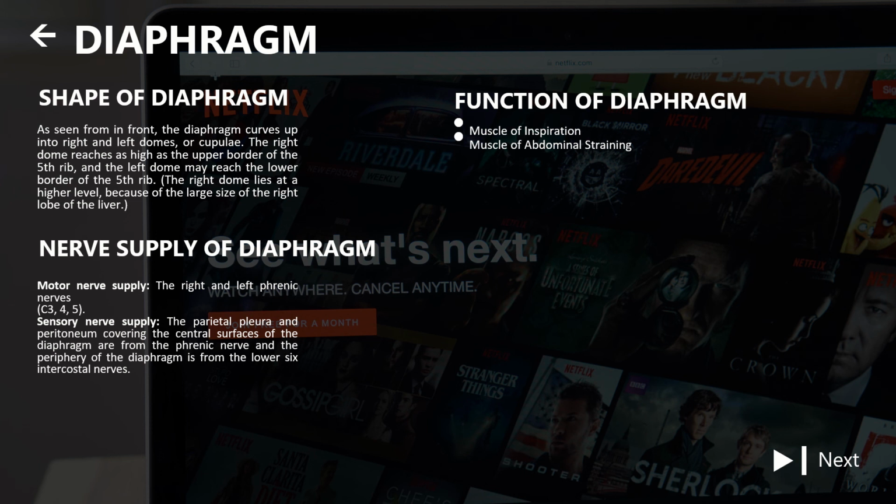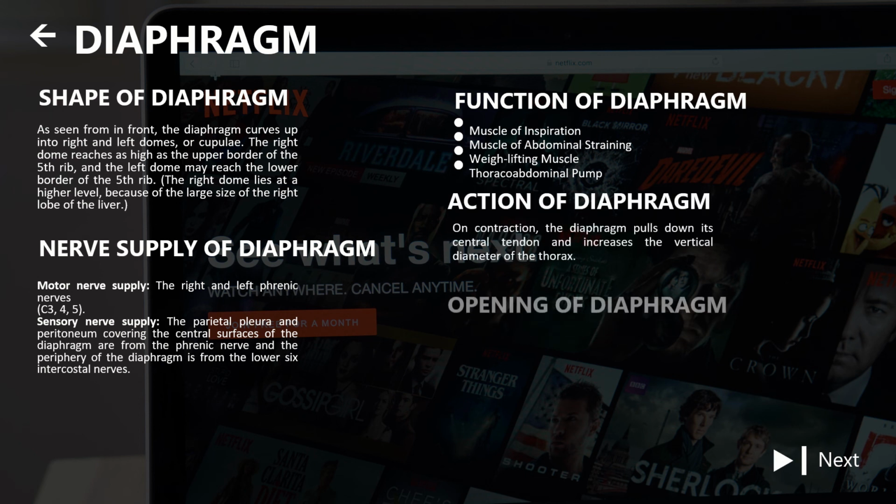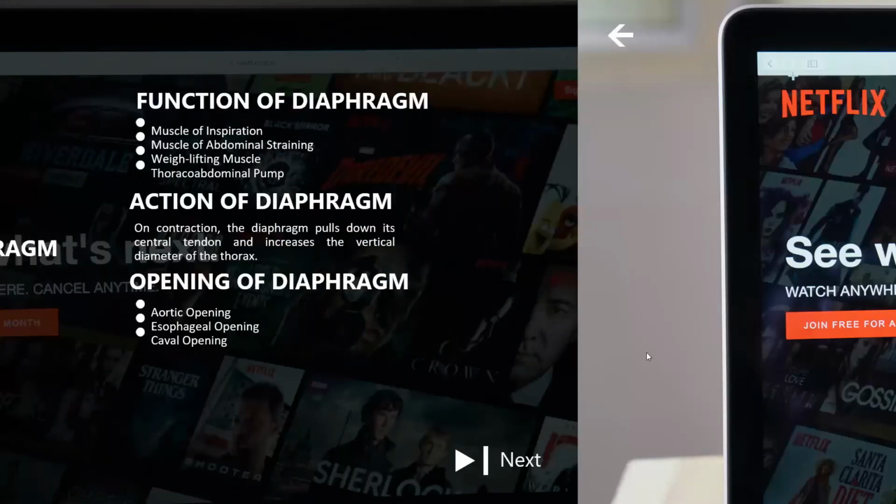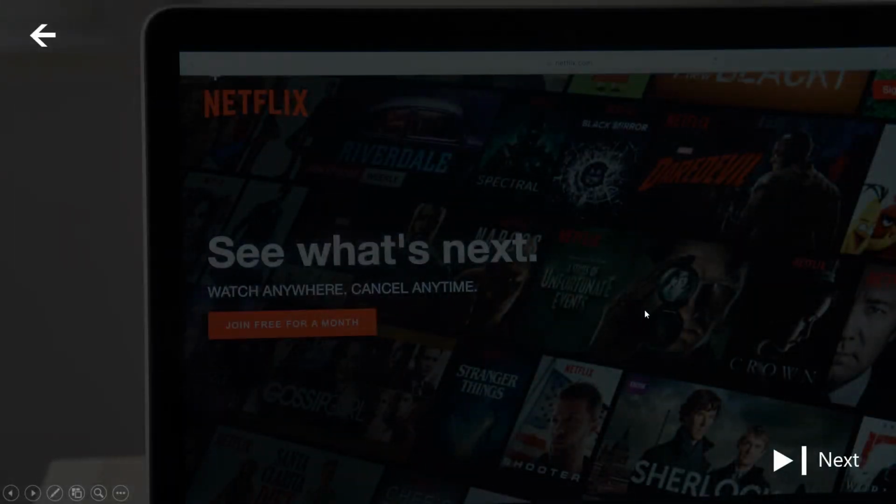The function of the diaphragm is as a muscle of inspiration, a muscle of abdominal straining, a weight lifting muscle, and a thoracoabdominal pump. So, the functions of the diaphragm are those four. Action of the diaphragm: on contraction, the diaphragm pulls down its central tendon and increases the vertical diameter of the thorax. The openings of the diaphragm are the aortic opening, esophageal opening, and caval opening. So those are the three openings of the diaphragm.